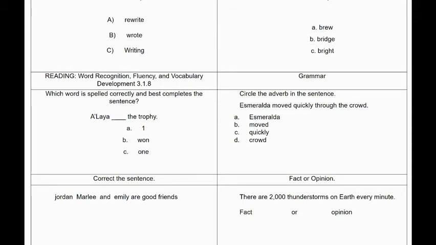In box number 5, we have a sentence that says, Jordan, Marley, and Emily are good friends. We must correct the sentence because there are many spelling and punctuation errors. Finally, in box number 6, our sentence says there are 2,000 thunderstorms on Earth every minute. Circle, is that a fact or an opinion?